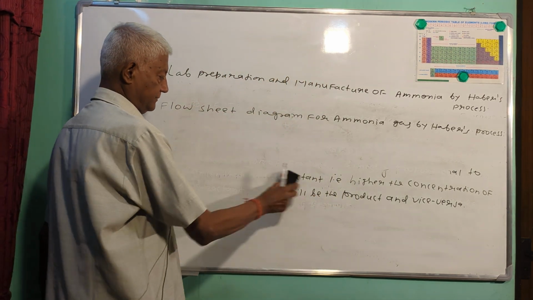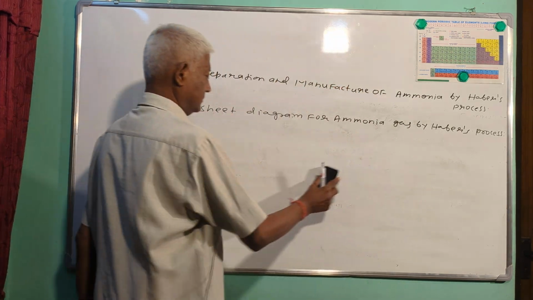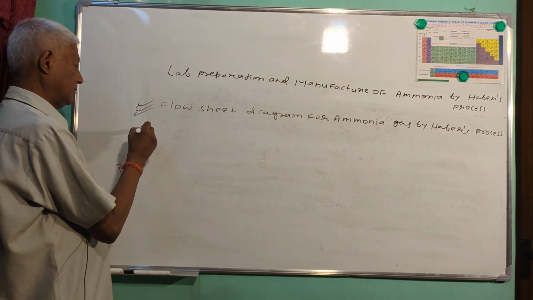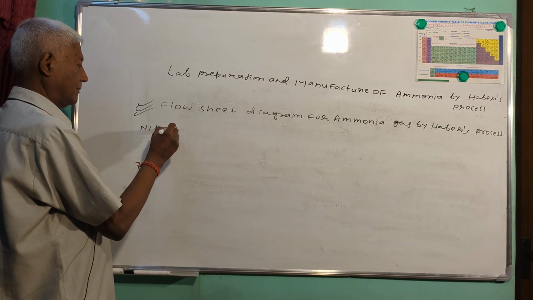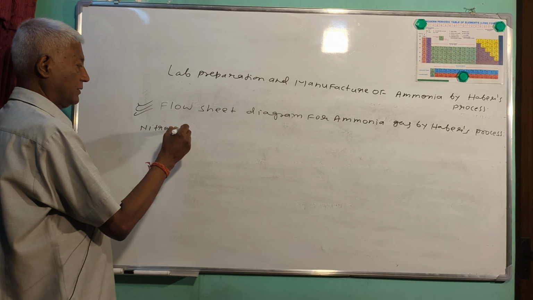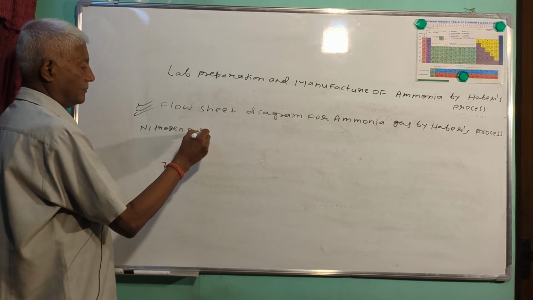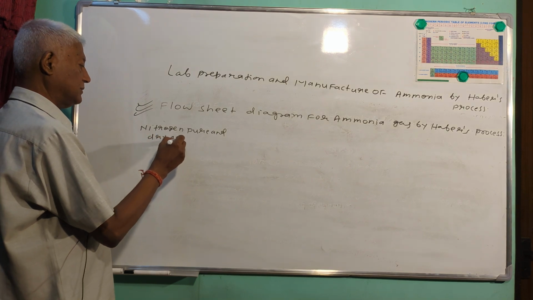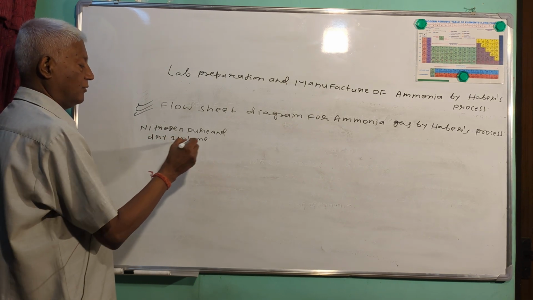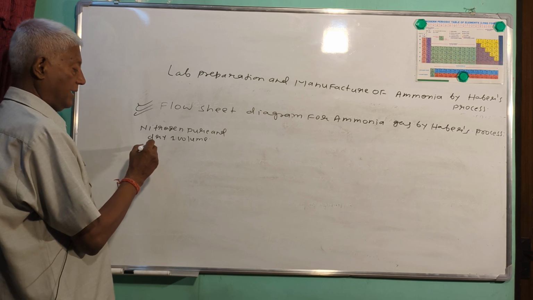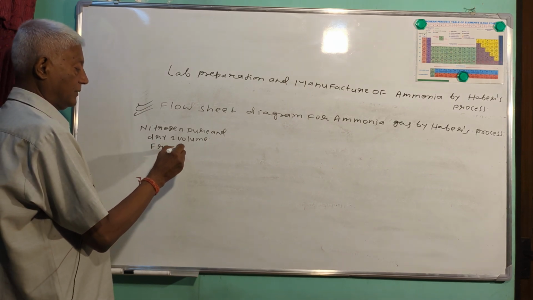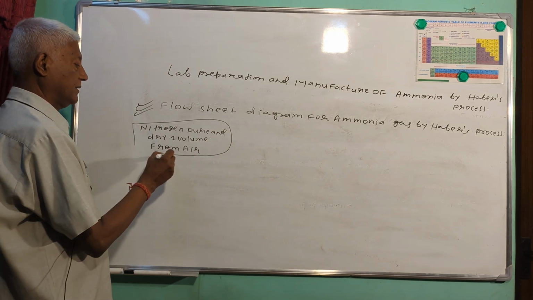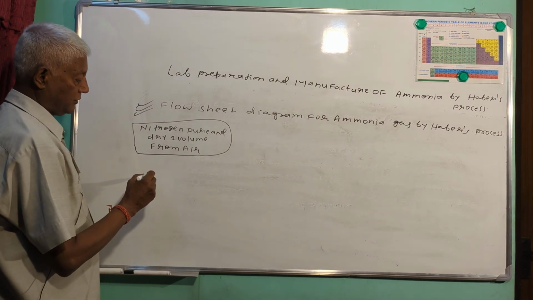So what raw material do we need? Nitrogen, pure and dry, 1 volume. It is generally produced from air.